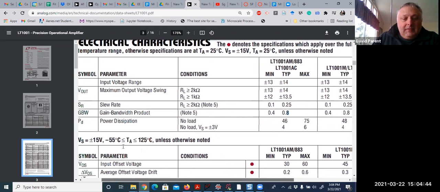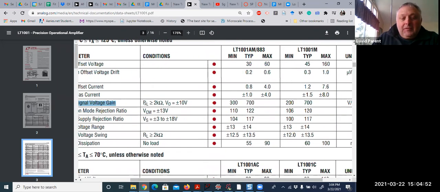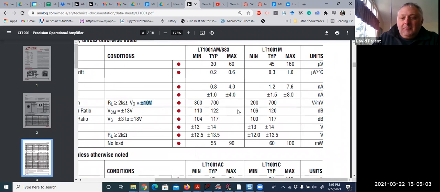And then open loop gain, large signal voltage gain for a load, minimum load of 2 kilo ohms, which we've talked about. And the power supplies are a minimum value. We're getting between 700 and 300 volt per millivolt. All right. So that's basically, again, the same thing. They're only guaranteeing the 300, even though typically you should see 700. All right.